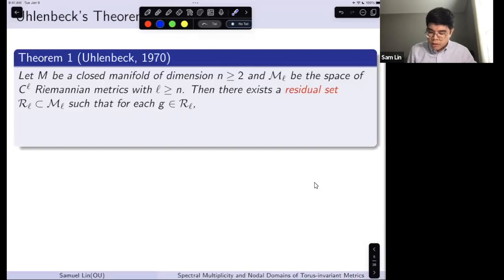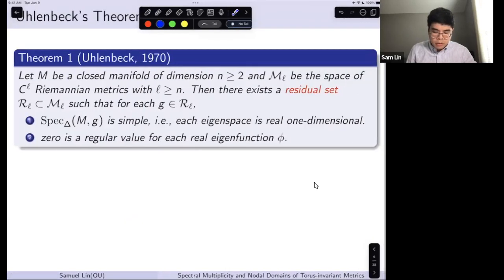Uhlenbeck's theorem says there exists a residual set of metrics, R^L, in here, such that for each metric in R^L, the following two conditions hold. One, the spectrum is simple. In other words, each eigenspace is real one-dimensional. And furthermore, 0 is a regular value for each real eigenfunction. In particular, the nodal sets of these eigenfunctions are smooth hypersurfaces.